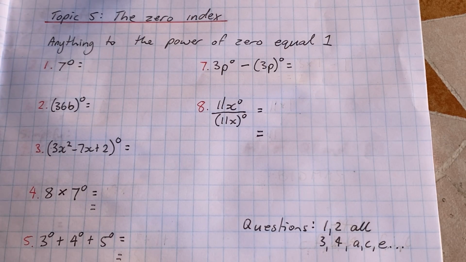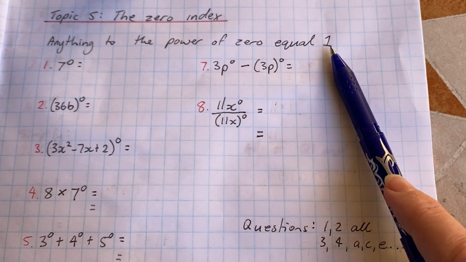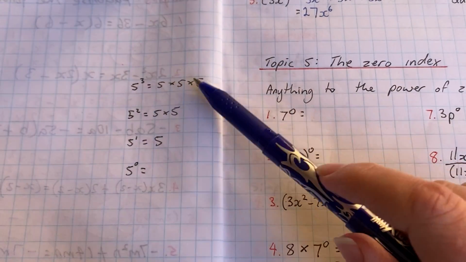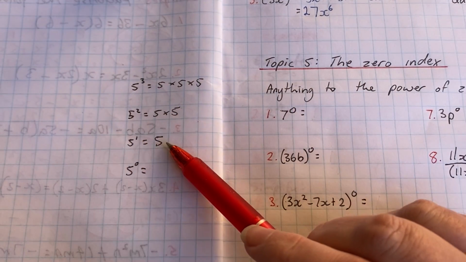Okay, anything to the power of 0, so the 0 index. The rule is anything to the power of 0 equals 1. Let's just have a little look at that. So if we have 5 cubed, that's 5 times 5 times 5. 5 squared is 5 times 5. 5 to the power of 1 equals 5.